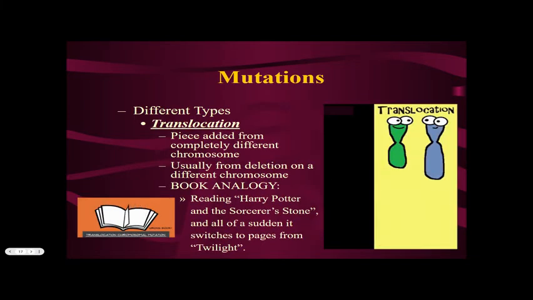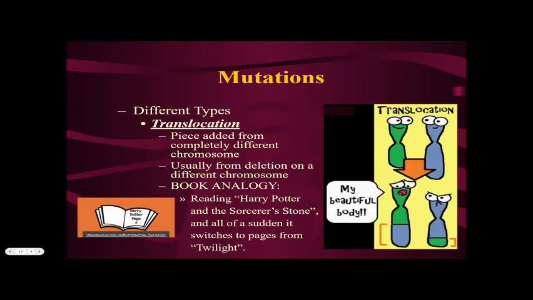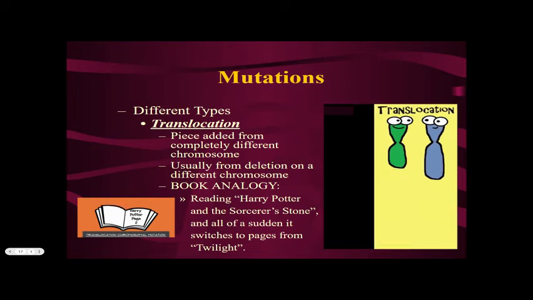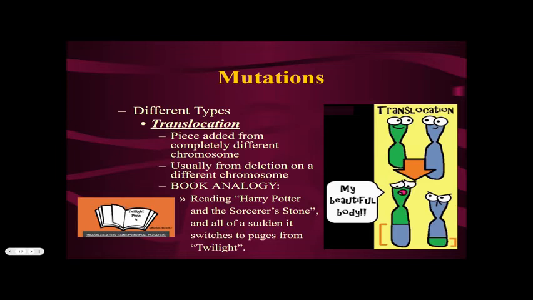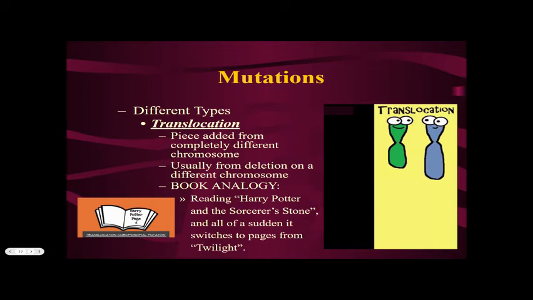And then finally, the 4th kind of chromosomal mutation is a translocation. And this is when a piece is added from a completely different chromosome. And so this is oftentimes from a deletion on a different chromosome. So in terms of our book analogy, this would be like reading a Harry Potter book, and then in the middle of the book, all of a sudden, it switches to Twilight, a completely different book within the book you were already reading.